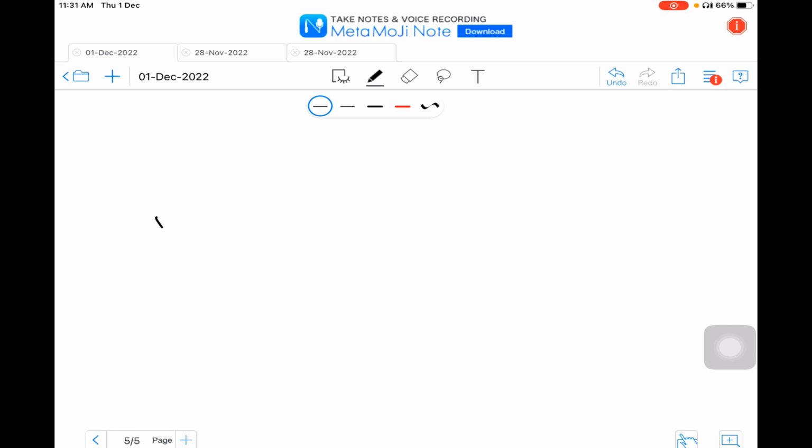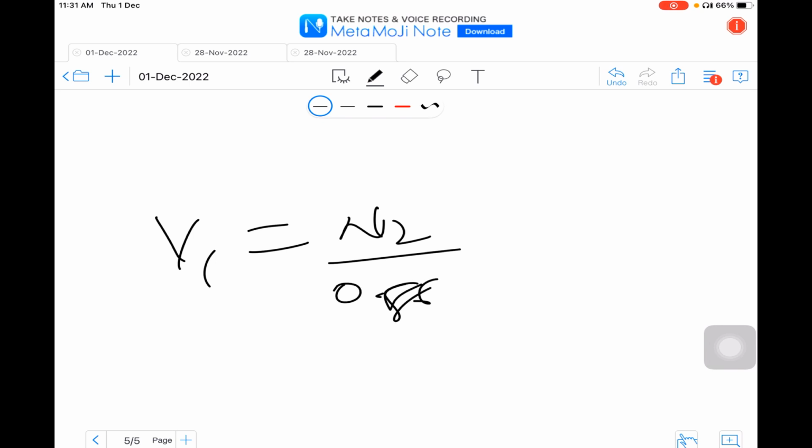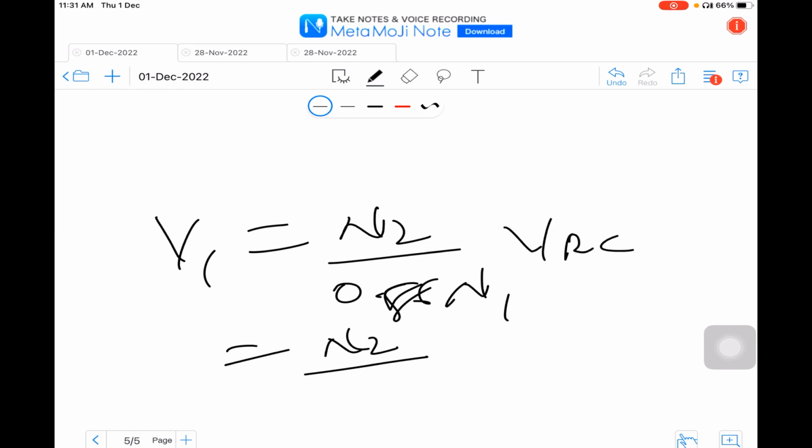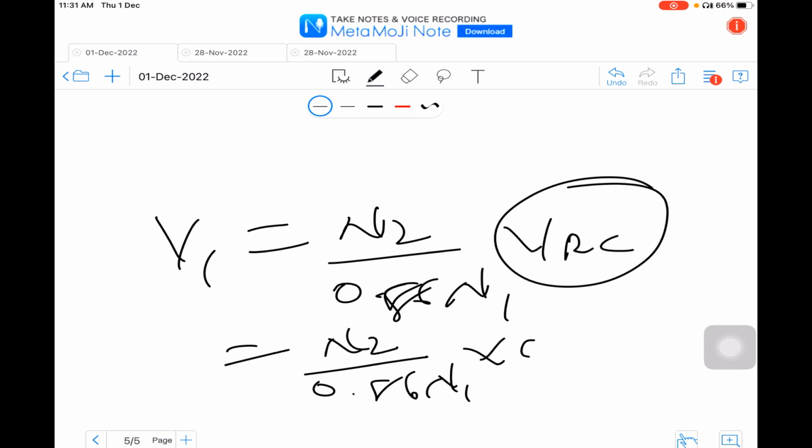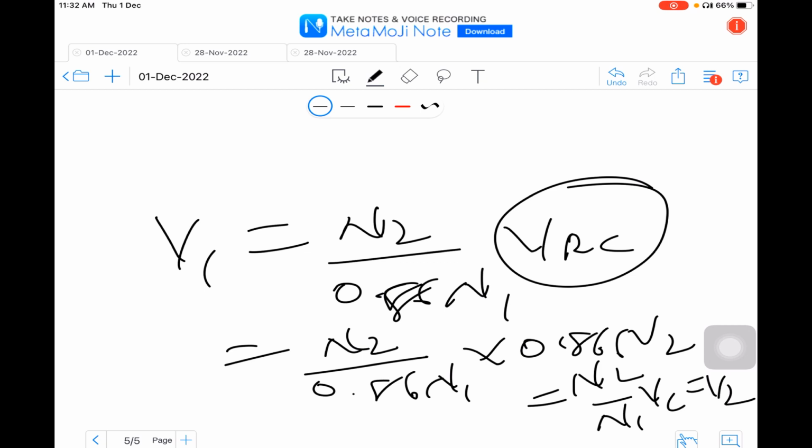Now what is V1? V1 is equal to N2 by 0.866 N1, because we have considered only 0.866 N1 turns, into VRC. So this is N2 by 0.866 N1 into 0.866 VL. What it gives is N2 by N1 into VL, which is equivalent to V2.